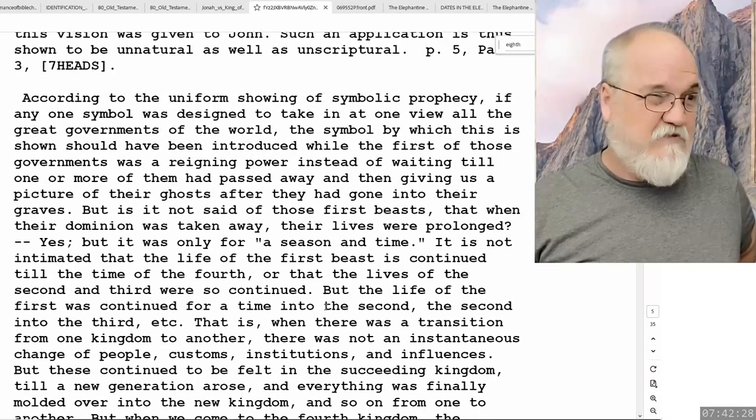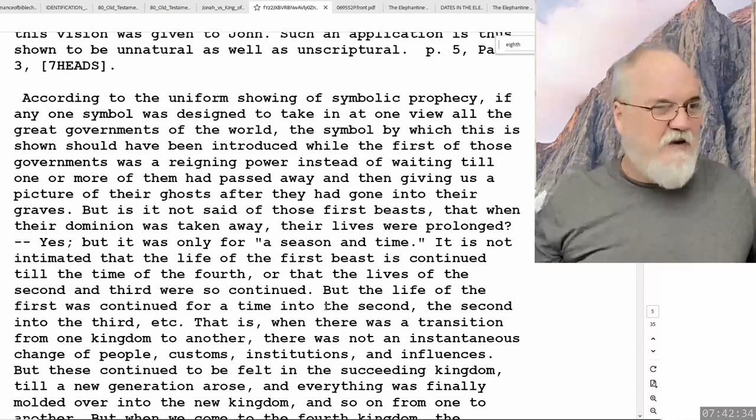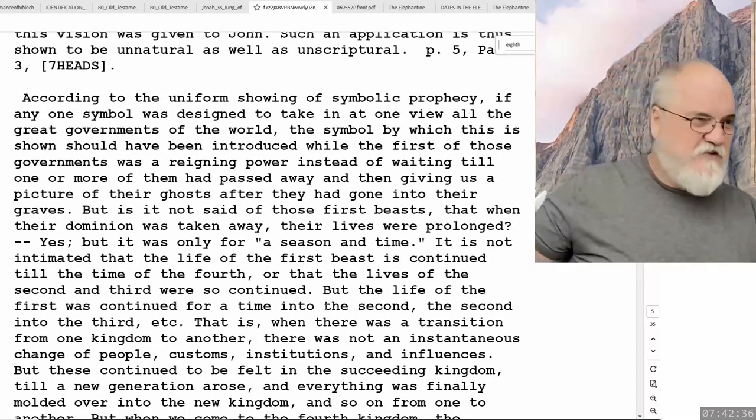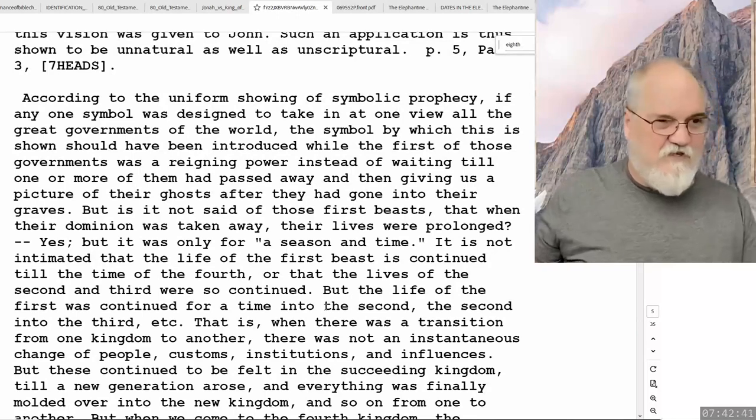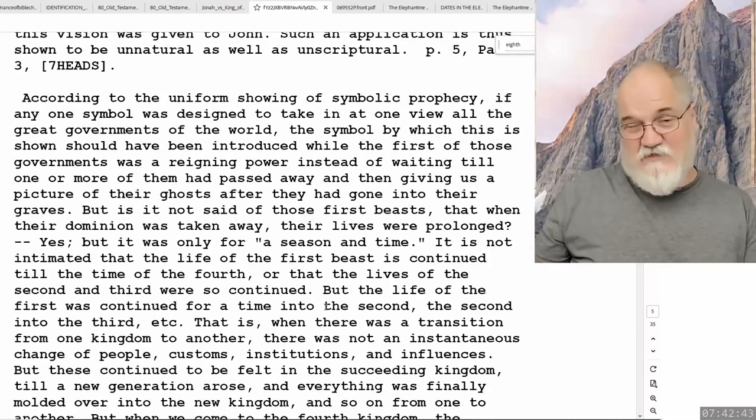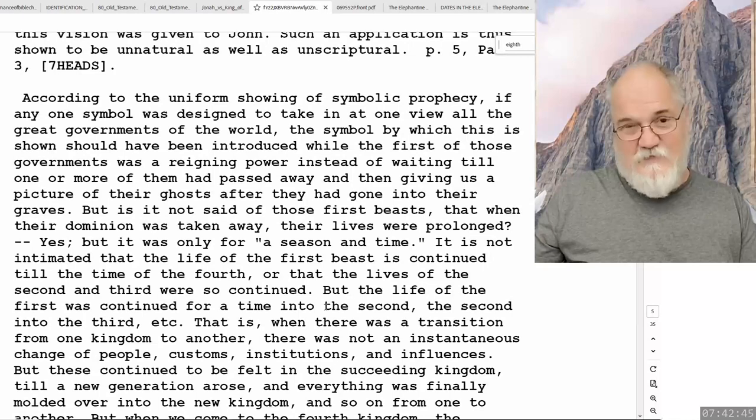Yes, but it was only for a season and a time. Or is it not said of those? Yeah, for a season and a time. It is not intimated that the life of the first beast is continued till the time of the fourth, or that the lives of the second and third were so continued. So we know Babylon no longer exists, right? We don't look at Iraq as being Babylon.